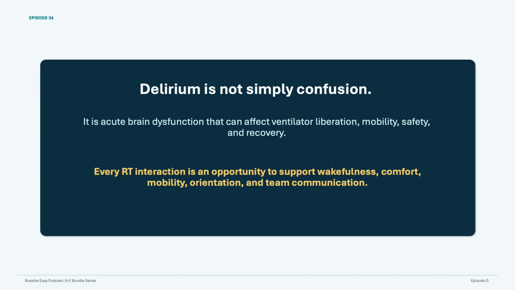The take-home message is this: delirium is not simply confusion, it's an acute brain dysfunction that affects ventilator liberation, mobility, safety, and recovery. RTs are not bystanders in delirium prevention. Every interaction is an opportunity to support wakefulness, comfort, mobility, orientation, and communication across the team. When we help the patient breathe, we also help the patient wake, participate, and recover.